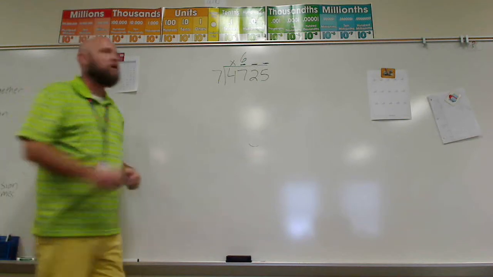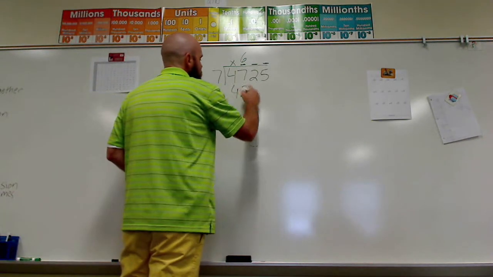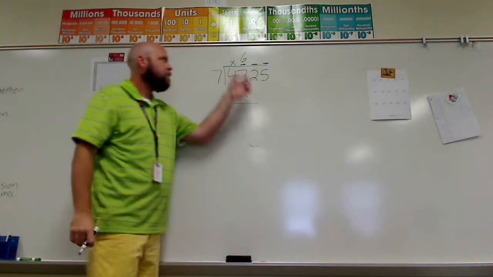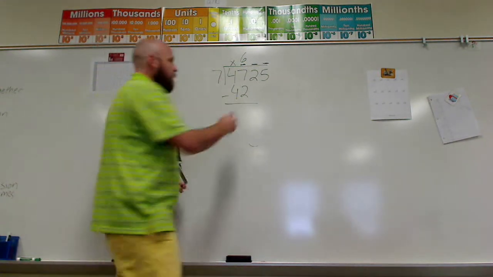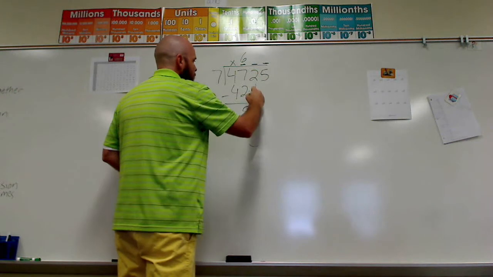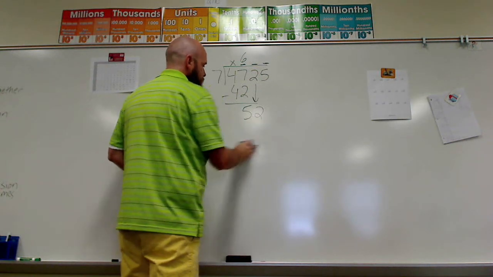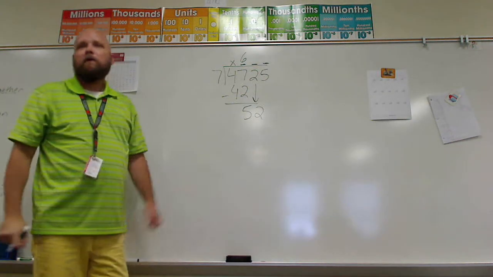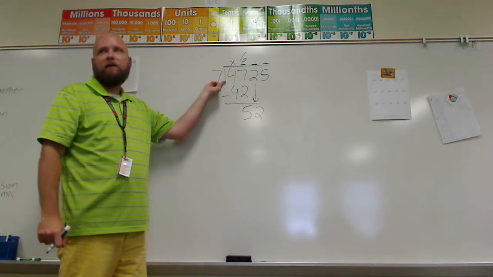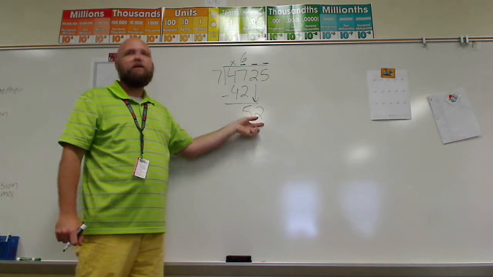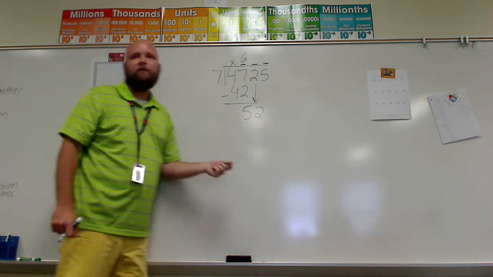6 times 7, I already know because I looked at my multiplication chart, was 42. I subtract 47 minus 42 is 5. I bring down the next number, which is a 2. Now I know that works because 52 is greater than 7. So now I've got to figure out how many times 7 goes into 52.